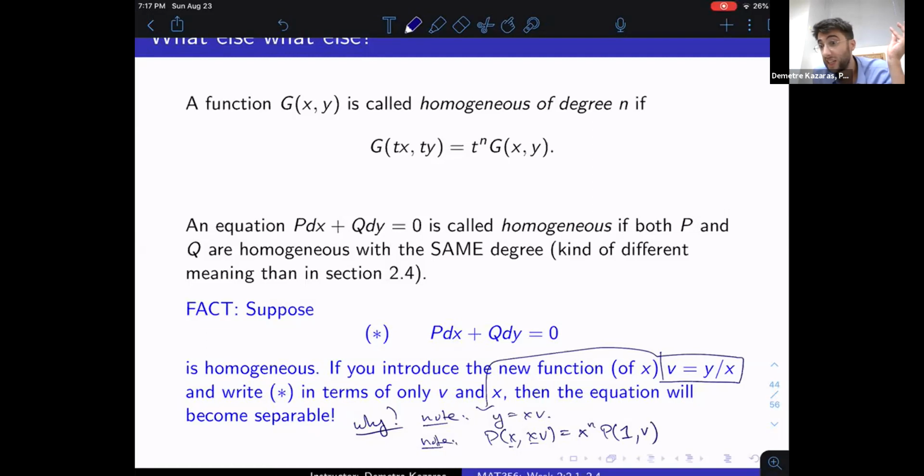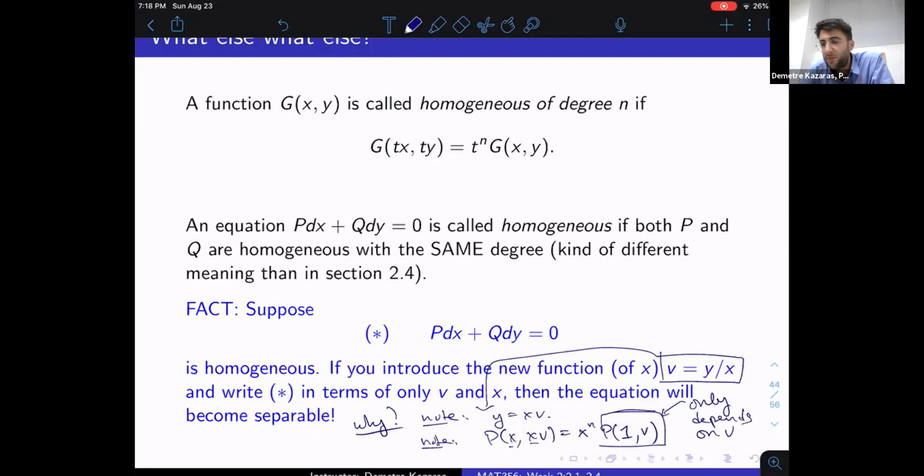So in essence, the thing in front of the dx basically only depends on v, which reveals its separable nature. And the same thing will happen with q. You'll divide through by x to the n and you'll be in business. So that is the reason why the substitution is a good thing to do.